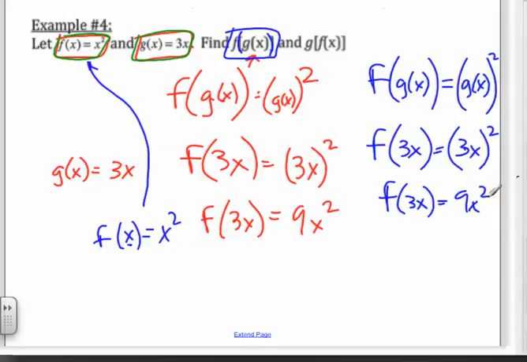I need to multiply 3x by 3x. I multiply the numbers: 3 times 3 gives me 9, and x times x gives me x squared. Right? Now I'm going to run out of time on this one for sure, Edward. But let me make sure: do you see what we did here?